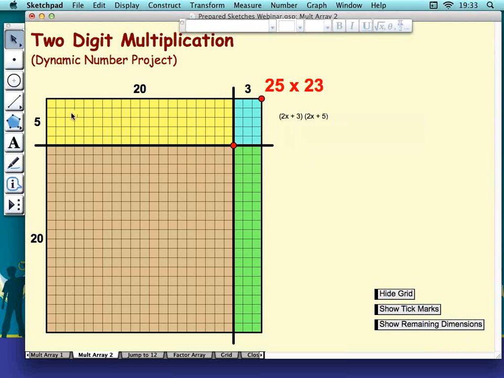Because the exact same diagram works with the 20 replaced with 2x. Let me actually do that. I put a 2x here, so 2x plus 5 and 2x plus 3. If we replace these 20s with the 2x's, then we have the exact similar operation. 2x times 2x is 4x squared, 2x times 5 is 10x, and so forth.